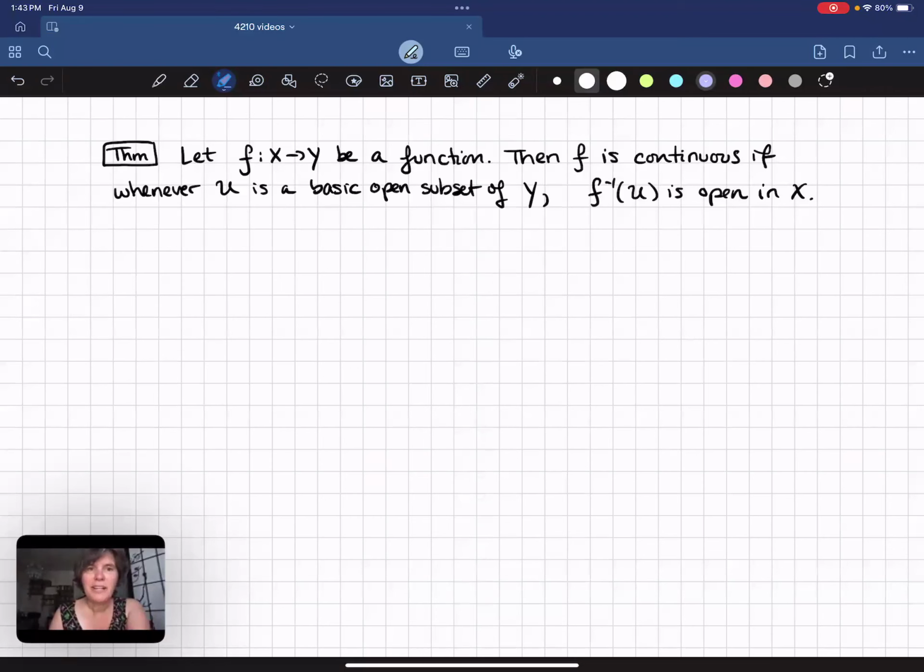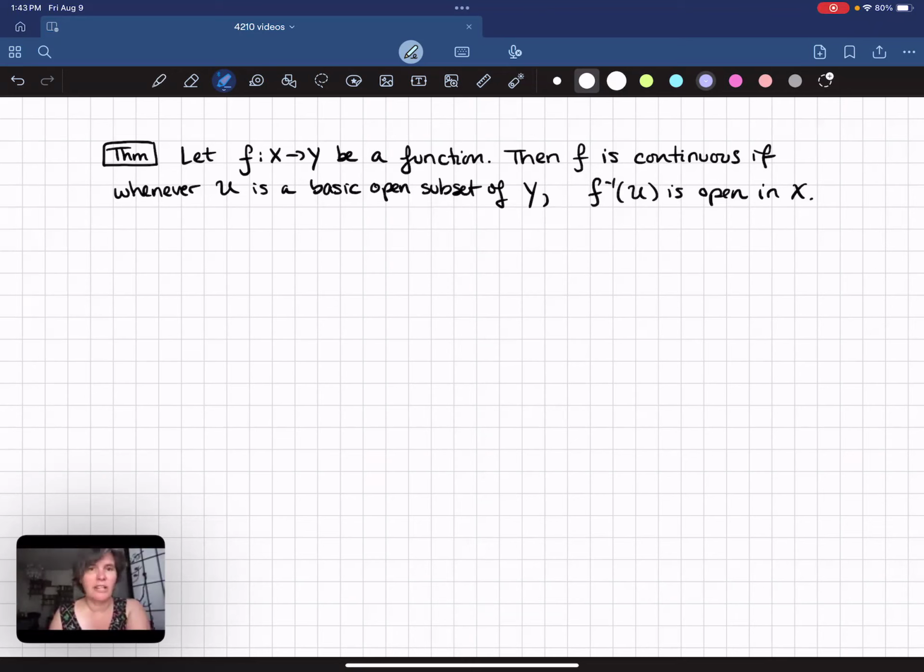Hi, this is Barrett Givens, and in this video for topology, I want to talk about a slight modification to the definition of continuity that is convenient for us to use, and then do another example of how we can check if a function is continuous.